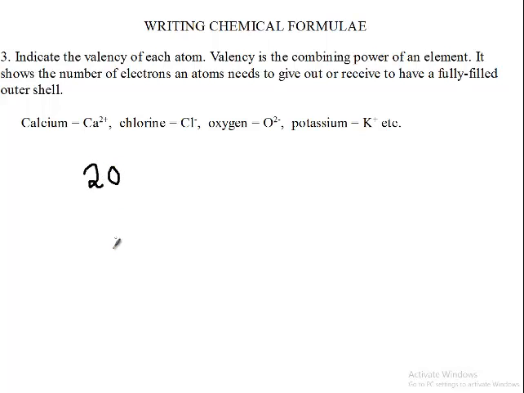Now calcium has atomic number 20. It is the 20th element. If you want to draw the calcium atom, the first shell is going to take 2 electrons. That means we have 18 more to distribute. The second shell will take a maximum of 8. Since we have 18, we can put all 8 there.